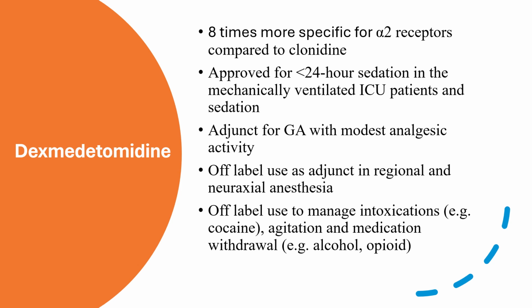Again, it is quite often used as an off-label medication in regional, neuraxial, and pain management. It can also be used to manage intoxications, such as, for example, cocaine, agitation, and medication withdrawal, such as alcohol and opioid. Dexmedetomidine, if used orally, undergoes extensive first-pass metabolism in the liver and thus is not very effective via oral and enteral routes.